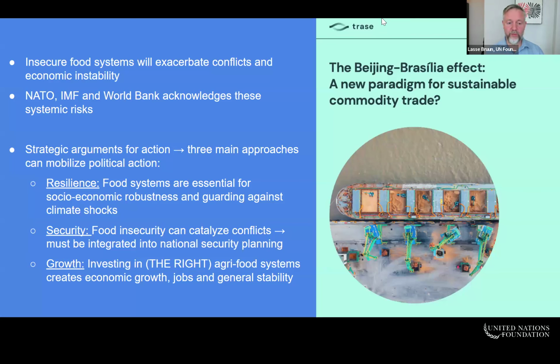Security is another aspect. Food insecurity can catalyze conflicts and has to be integrated into national security planning. So even looking more long-term, food has to be central to that. And also growth, which they found that if you invest in the right agri-food systems, which means more plant-rich, more extensive, more agroecology-based, you can actually create growth, jobs, and more general stability in the countries. Next slide, please.